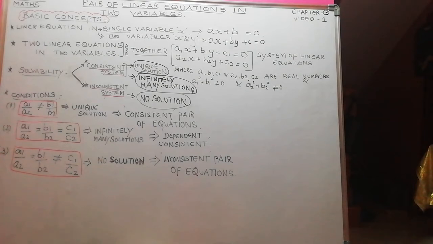where a1, b1, c1 and a2, b2, c2 are all real numbers, and the important condition is a1 squared plus b1 squared not equal to 0, and a2 squared plus b2 squared not equal to 0. You may wonder at this condition: the sum of a1 squared plus b1 squared together is not equal to 0, and the sum of a2 squared plus b2 squared together is not equal to 0. Why? Because a pair of variables x and y will be the solution simultaneously for both this set of equations.